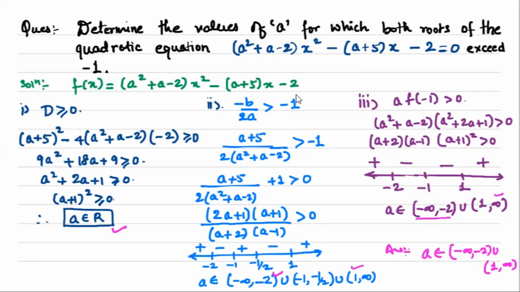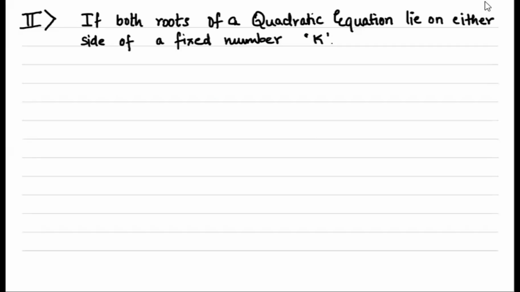Now we'll study the second case, which is when the roots of a quadratic equation lie on either side of a fixed number k. We have already seen the case where both the roots are greater than the fixed number k. Now the second scenario is if the roots of a quadratic equation lie on either side of a fixed number. So as usual, let's assume that there is a quadratic equation, and that becomes a polynomial ax squared plus bx plus c. This is the very first step.